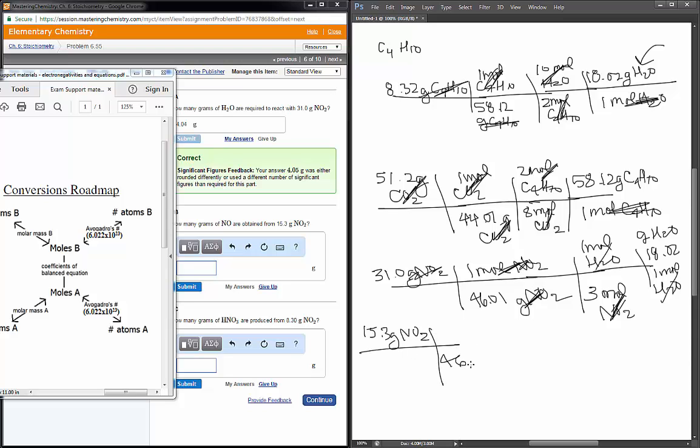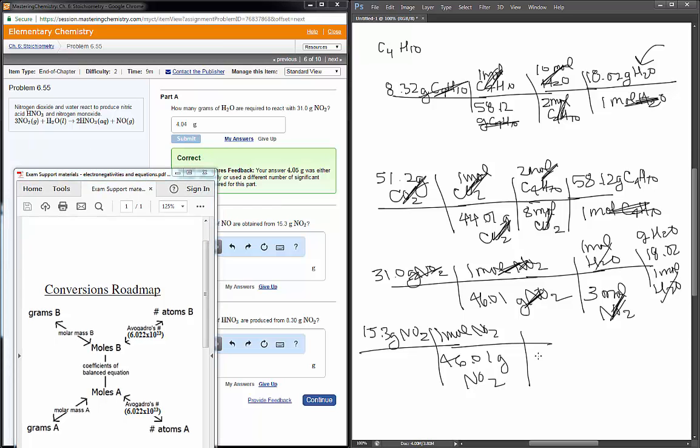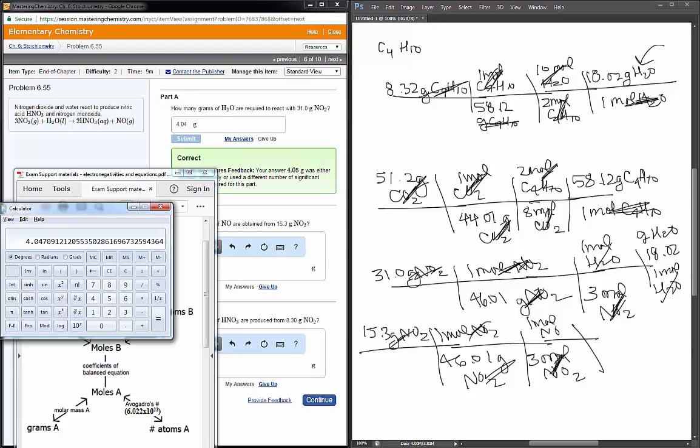And I already have the molar mass of NO2. I figured that out on the last question. And then once we have moles of NO2, we can look at the equation and remember that 3 moles of NO2 makes 1 mole of NO. And finally, we find the mass of NO is about 30 grams per mole. And we plug this into our calculator.